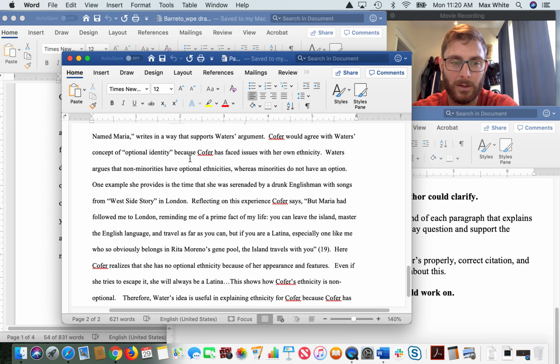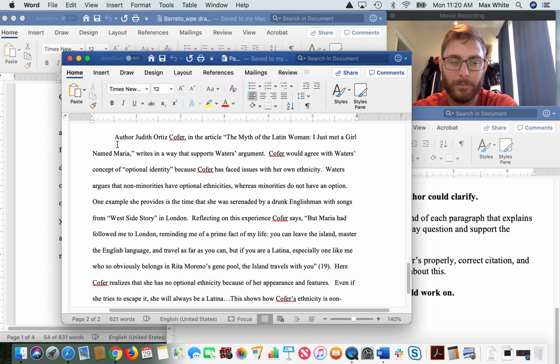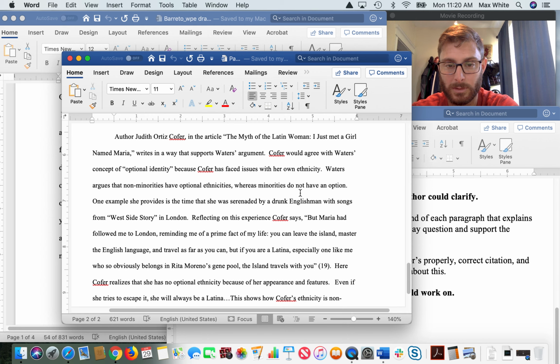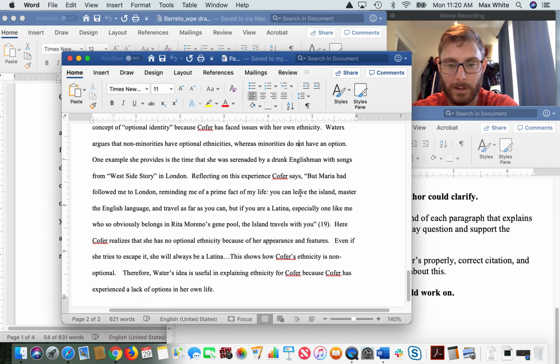What you'll notice in these, and if we look at paragraph 2 here, first of all, we introduce the writer, okay? What do we do next? The text that they write, then your verb. Writes in a way that supports Waters' argument. Notice how that answers the essay question from the Essay 1 assignment. Coffer would agree with Waters' concept because Coffer has faced this. So again, notice we're not summarizing. We're not paraphrasing. We're offering an original thought comparing these two writers. That's what you need to do, is offer that original thought.